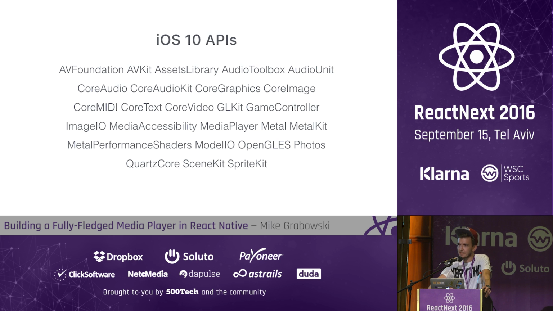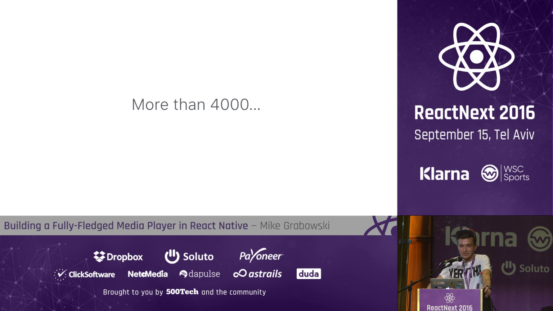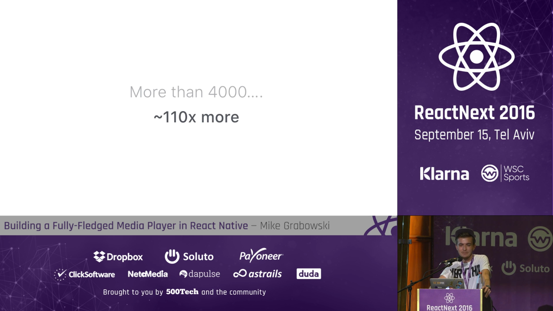Here's, for instance, a list of some of the iOS APIs. I'm just wondering if you know a rough number of all APIs exposed by Apple. Just try to tell me any number you can think of. 1,000, 100? 4,000. Yeah, more than 4,000. So it's like 110 times more than React Native has to offer.